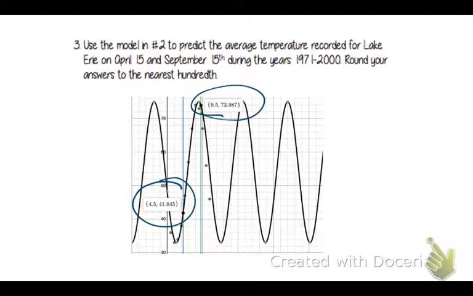So according to the model, the average temperature on April 15th would be about 42 degrees Fahrenheit, and the average temperature on September 15th would be approximately 74 degrees, if we rounded our answer to the nearest hundredth.